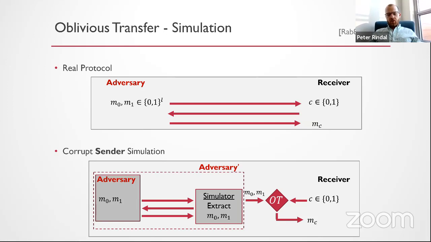But in order to claim security, we need to extract the effective inputs of the adversary. In this case, since it's a malicious sender, they have two OT messages, M0 and M1. The simulator needs to somehow figure out what these messages would be, and then forward these on behalf of the adversary to the ideal functionality. If such a simulator exists, then we can argue security because the adversary can't tell whether it's in the real world or this ideal world where it's secure by default. And so critically, we need to do this extraction step.